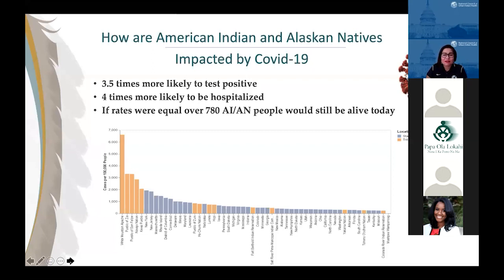So this graph shows state rate data obtained from UCLA and Johns Hopkins as of June 5th, 2020. The blue lines are states and the orange lines represent tribal nations. You will notice that the first 5 lines are tribal nations which had higher COVID positive cases than the state of New York alone. So we do have high rates of COVID-19.